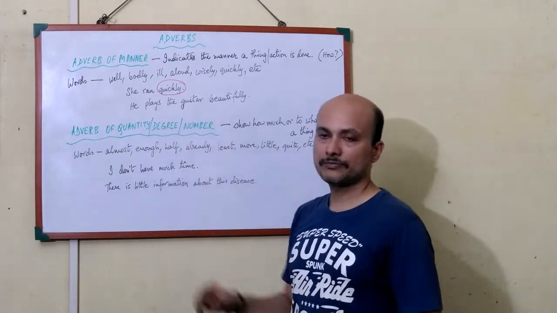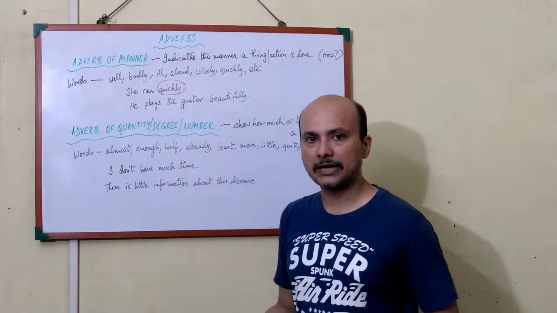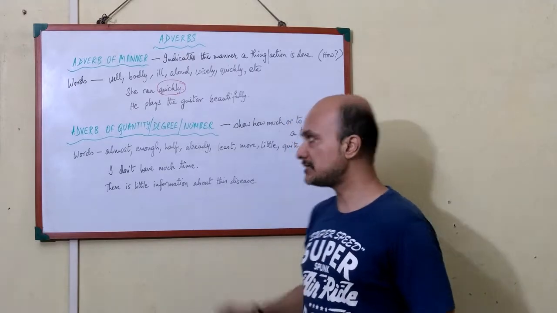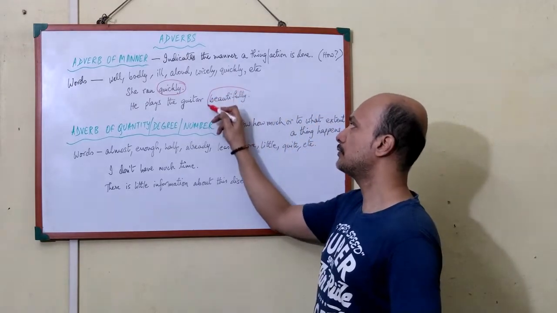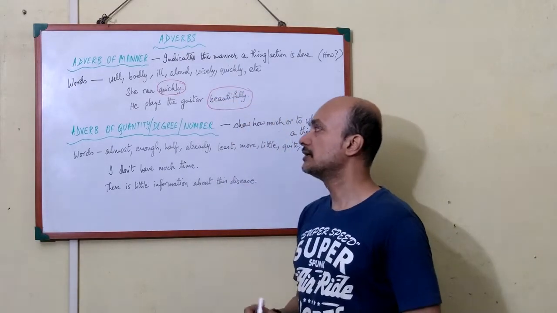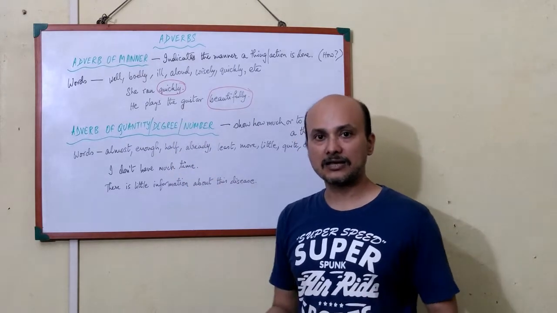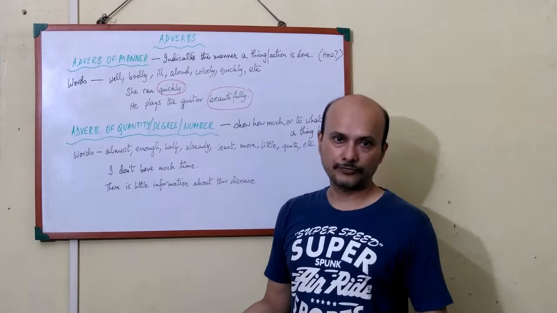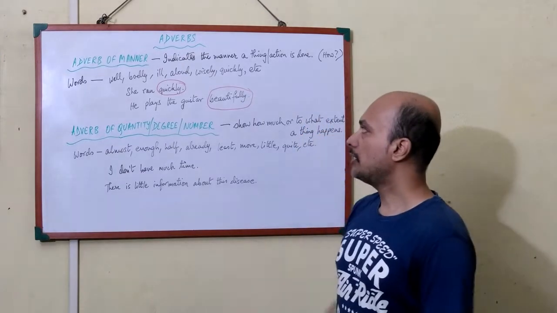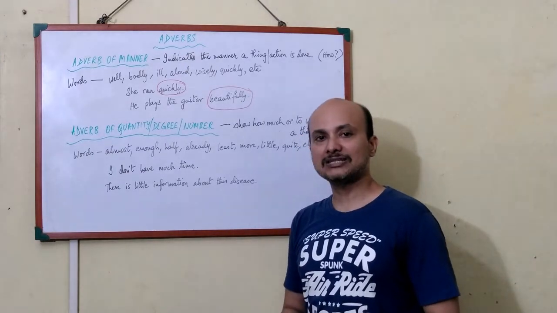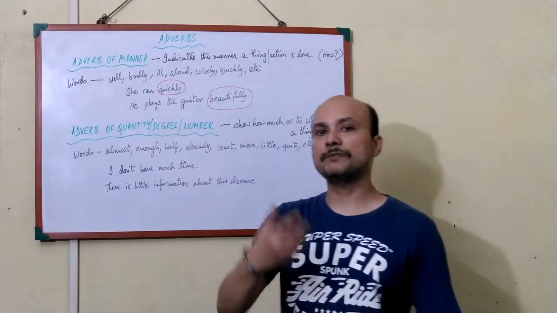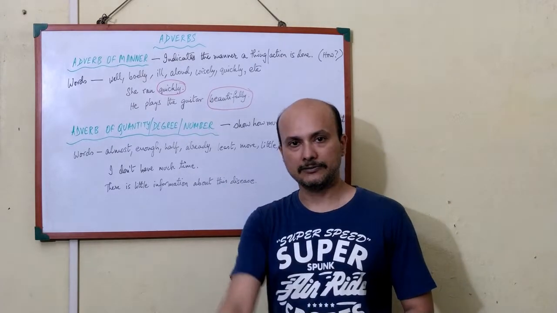Okay. Next one. He plays the guitar. So if I ask you, how does he play the guitar? How? The answer is this word, beautifully. This is our adverb of manner. That tells us how this action of playing the guitar is done. He plays the guitar beautifully. So that's how the adverb of manner functions. It tells us about the manner in which a particular action is done.